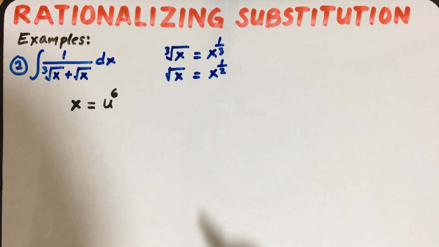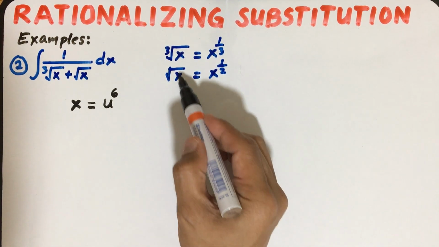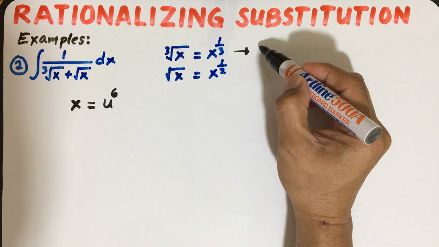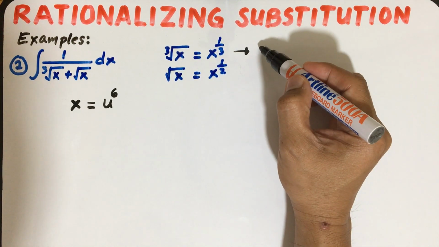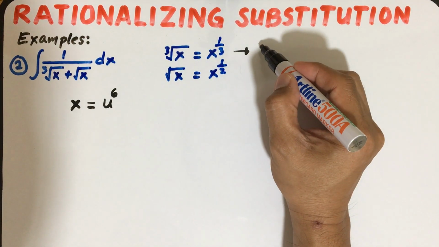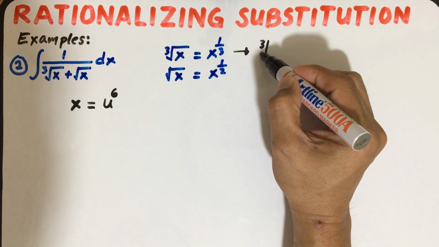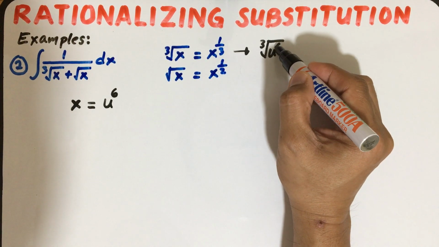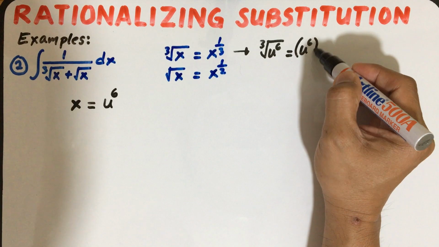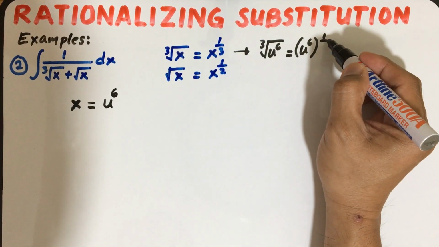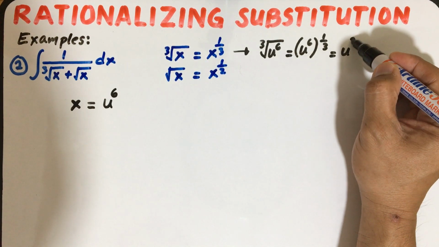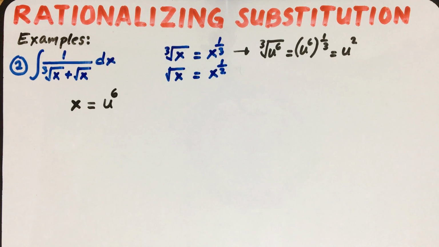So when you substitute x equal to u to the 6 in this radical, the cube root of u to the 6 is the same as u to the 6 raised to the power 1/3, which is equal to u squared. Okay?